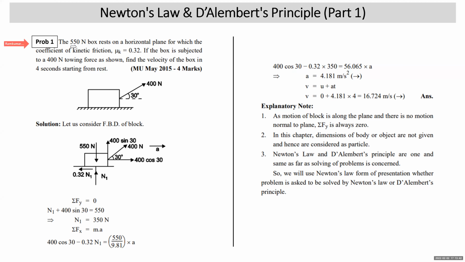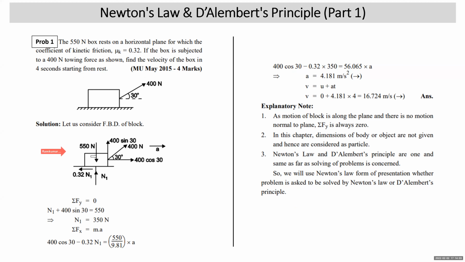Problem number 1. The 550 Newton box rests on a horizontal plane for which the coefficient of kinetic friction mu k is 0.32. If the box is subjected to a 400 Newton towing force as shown, find the velocity of the box in 4 seconds starting from rest. This is the box which is given to you, on which a 400 Newton towing force is applied. Now we draw the free body diagram of this block.